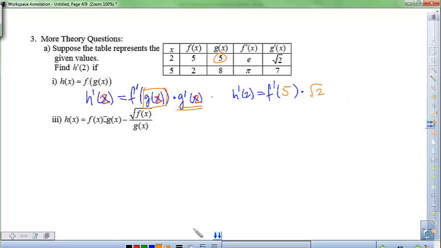We're not quite done yet. We need to actually find out what f prime of 5 is equal to. So let's figure out what that is. F prime of 5, this is f prime at 5. It looks like it's going to be pi. So this is equal to pi, and you had the square root of 2 there, so that would be your solution.